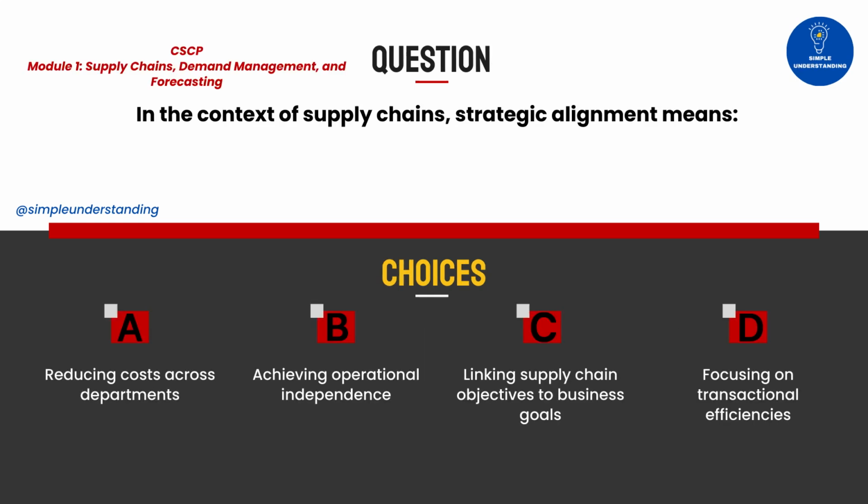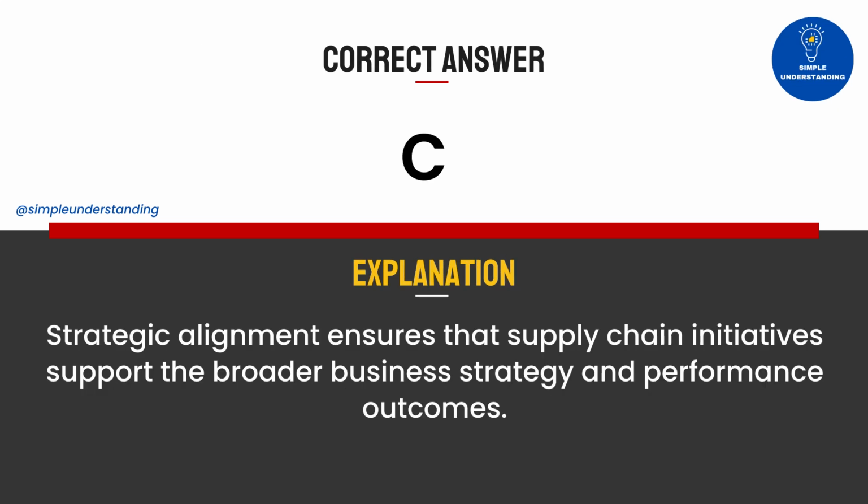9. In the context of supply chains, strategic alignment means A. Reducing costs across departments. B. Achieving operational independence. C. Linking supply chain objectives to business goals. D. Focusing on transactional efficiencies. Correct answer, C. Explanation. Strategic alignment ensures supply chain supports company-wide goals, not just operational efficiency.